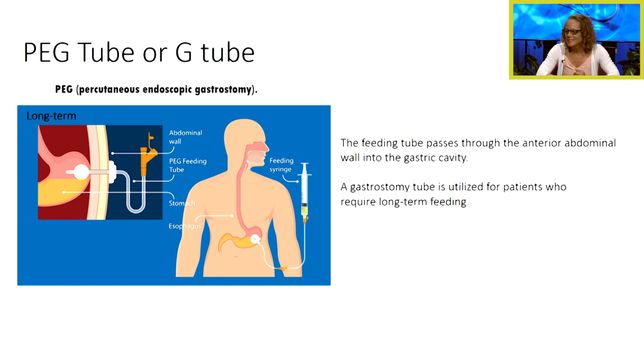All right, so let's take a second here to talk about PEG tubes. These are the tubes that are inserted percutaneous. And anytime we hear the word percutaneous used, what we're saying is through the skin. So the feeding tube passes through the anterior abdominal wall right into the gastric cavity. This is more of a long-term tube that is placed by the surgeon, and it's utilized for patients who require long-term enteral feedings.